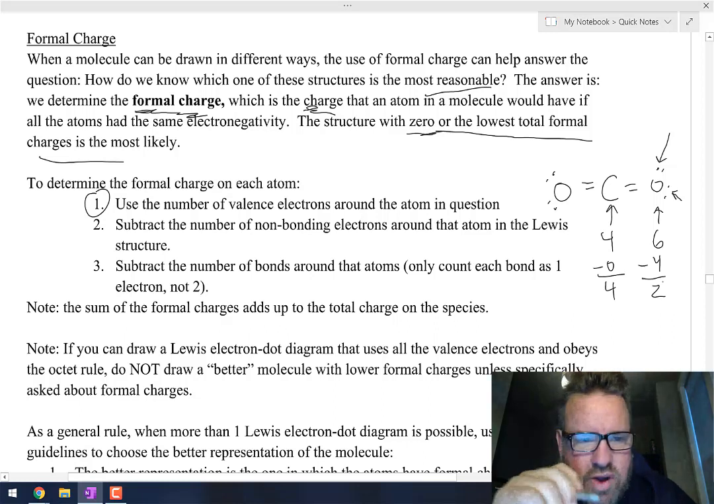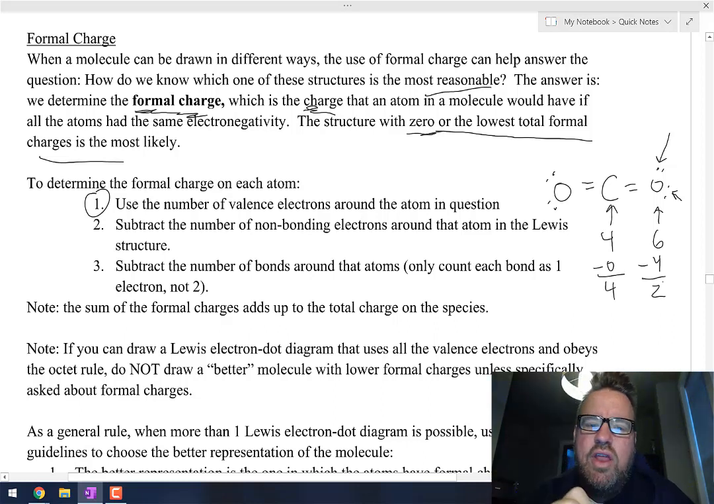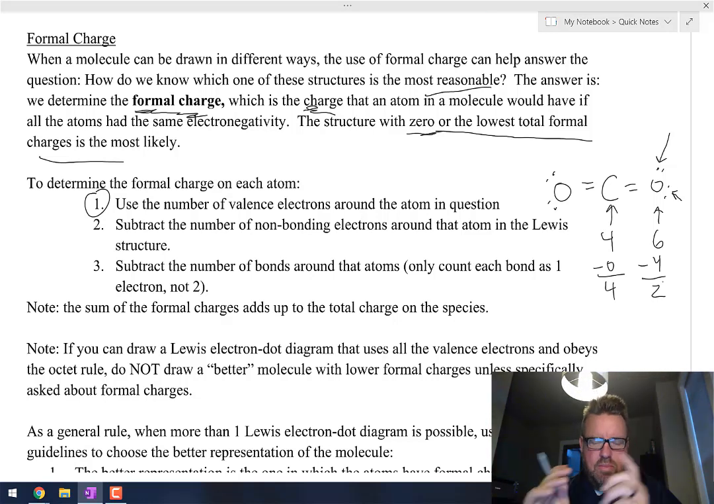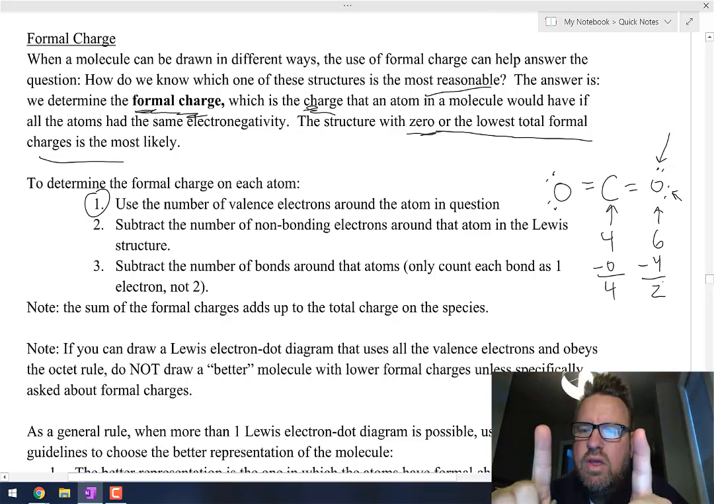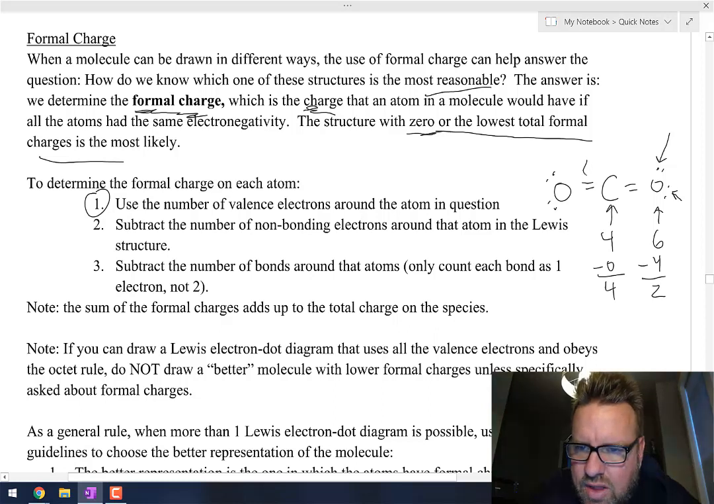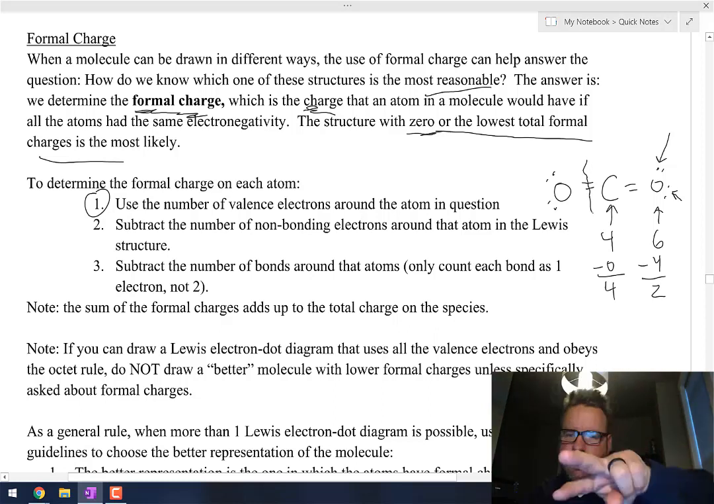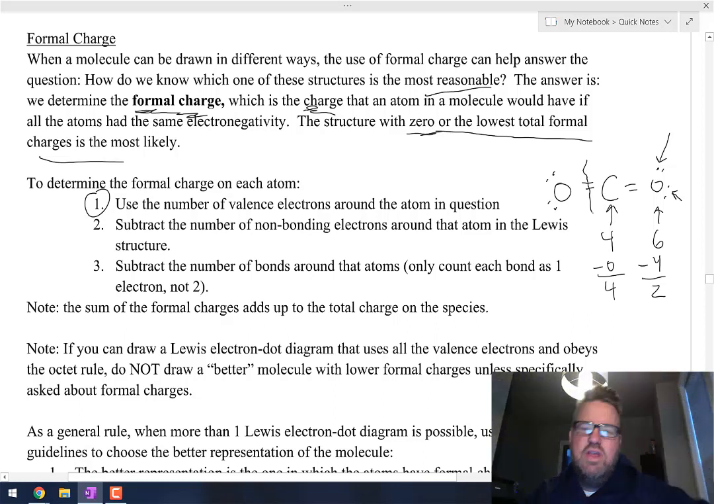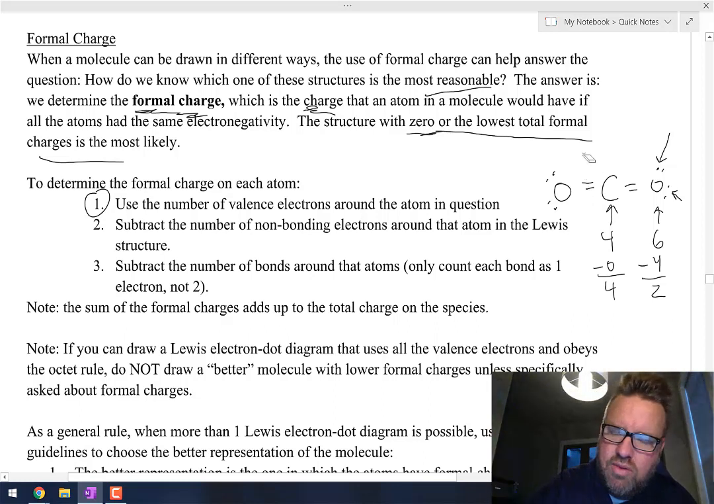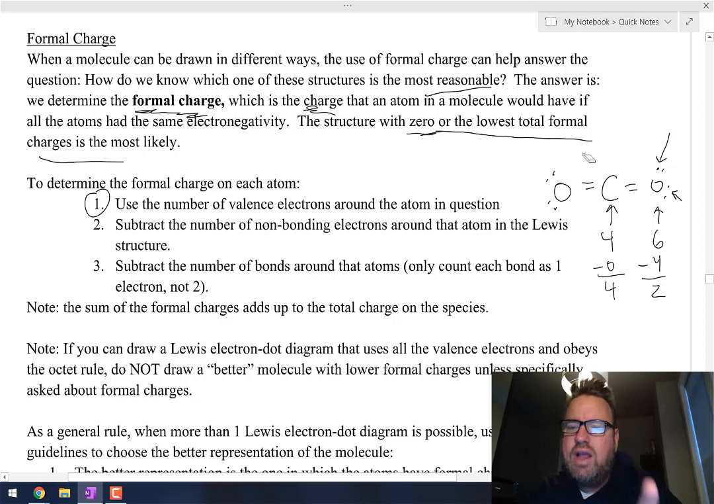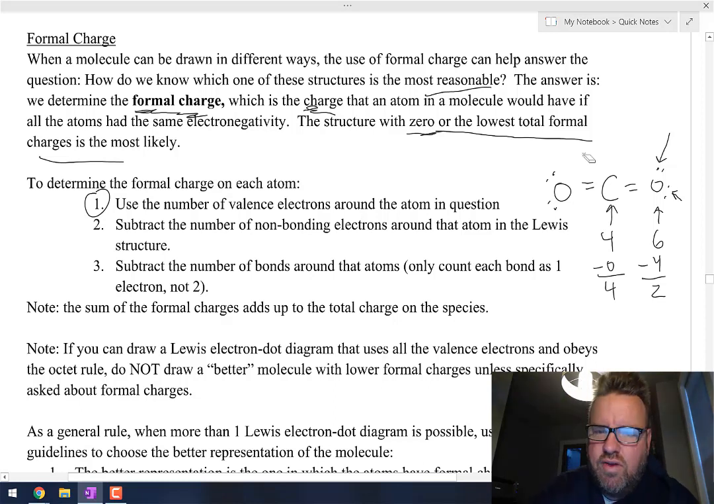So that's what we've got so far. And then number 3, subtract the number of bonds around that atom, and only count each bond as 1 electron. Remember, we're pretending both atoms have the same electronegativity, so those electrons in the bonds are shared equally. So each bond, for example right here, we're basically going to cut in half. So 2 electrons go with the oxygen on the left, and 2 of them go with the carbon on the right. So you subtract the number of bonds from that number.